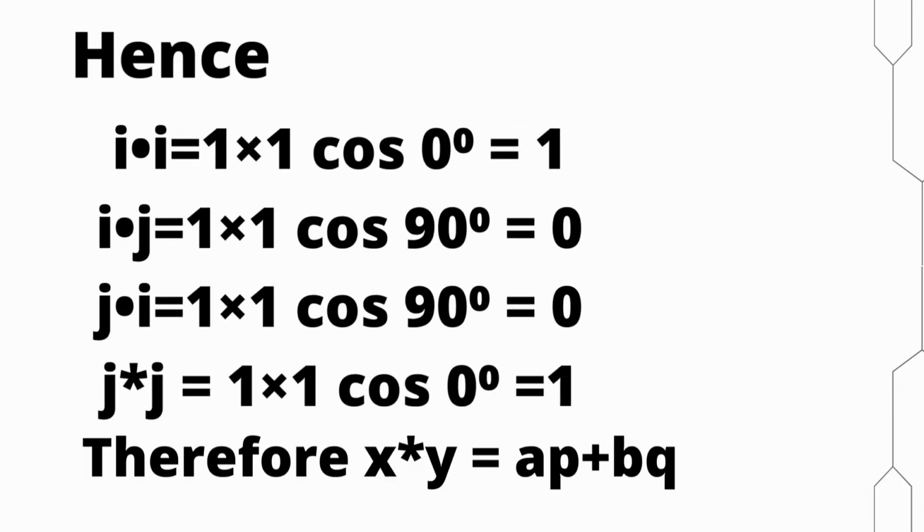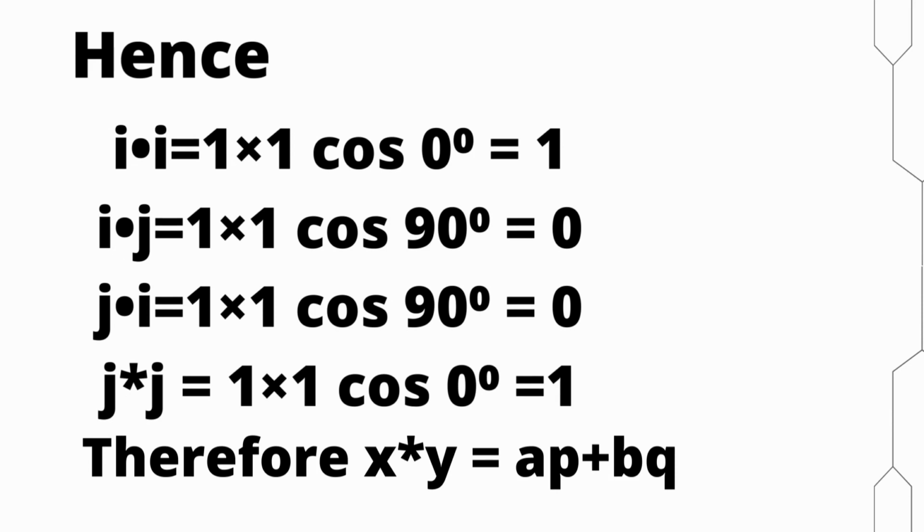Hence, i multiplied by i is equal to 1 multiplied by 1 cos 0 degrees, which is equal to 1. i multiplied by j is equal to 1 multiplied by 1 cos 90 degrees, which is equal to 0. j multiplied by i is equal to 1 multiplied by 1 cos 90 degrees, which is equal to 0. j multiplied by j is equal to what? 1 multiplied by 1 cos 0 degrees, which is equal to 1. Therefore, the vector x multiplied by vector y is equal to AP plus BQ.